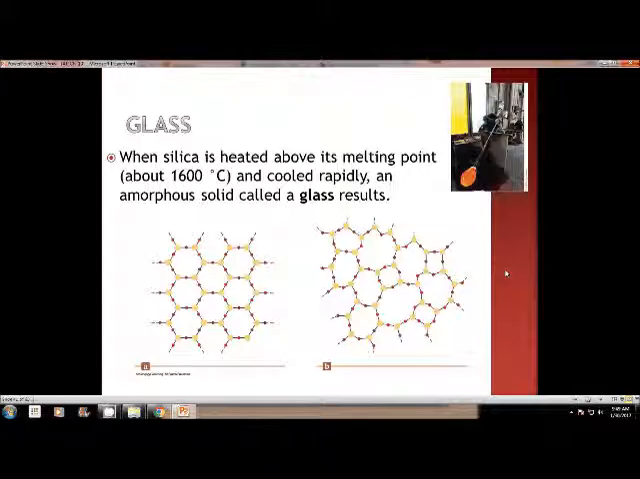Silica is seen a lot in glass, which is shown here, where when you heat up the silica and it's cooled very rapidly, it results in an amorphous solid, which we call glass. Glass is an amorphous structure because it's not crystalline like picture A is showing you. Picture A is actually quartz, which is a crystal, and picture B shows the glass version. Because it has lots of disorder, they sometimes add different things to change the color or make the strength different in the glass.